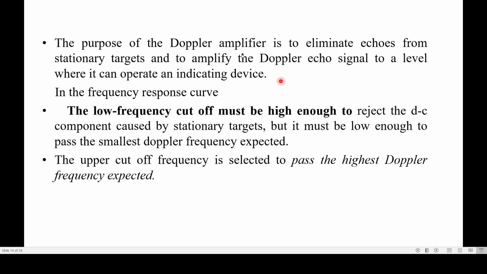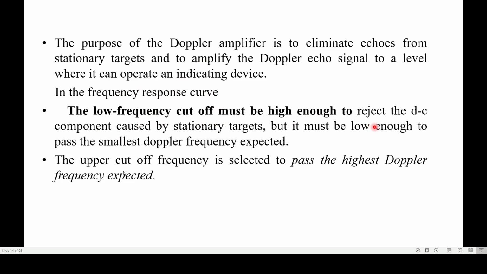The purpose of the Doppler amplifier is to eliminate echoes from stationary targets and to amplify the Doppler echo signal to a level where it can operate an indicating device. In the frequency response curve, the low frequency cutoff must be high enough to reject the DC component caused by the stationary target, but it must be low enough to pass the smallest Doppler frequency expected.